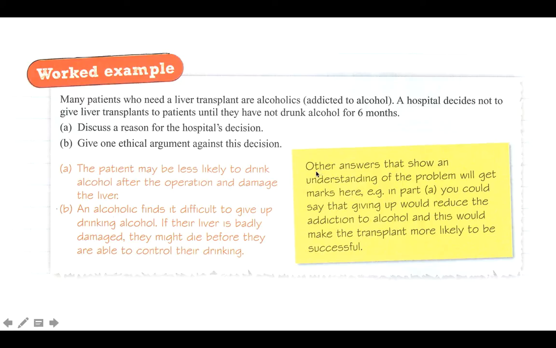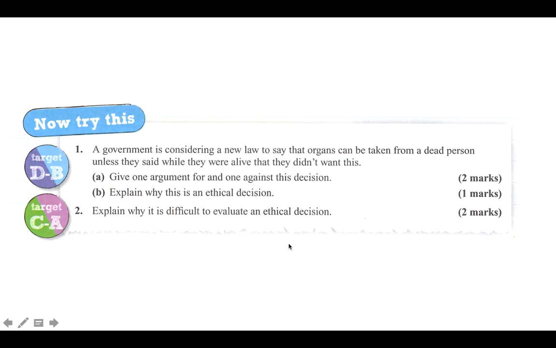It says here that other answers that show an understanding of the problem will get marks. For example, in part A, you could say that giving up would reduce the addiction to alcohol, and this would make a transplant more likely to be successful. Okay? Basically, you just need to be sensible and use logic with them. Okay, at this point, I'd like you to pause the video, please, and have a go at these questions. Then, when we come back, we'll discuss the answers.